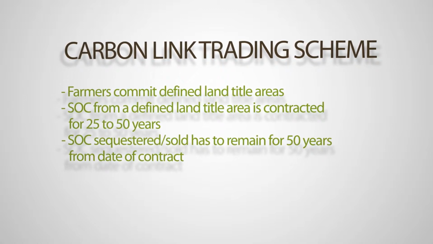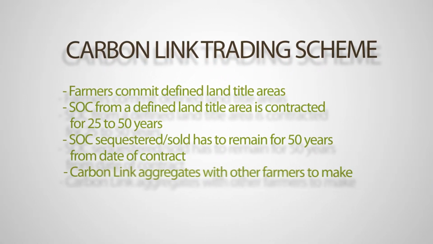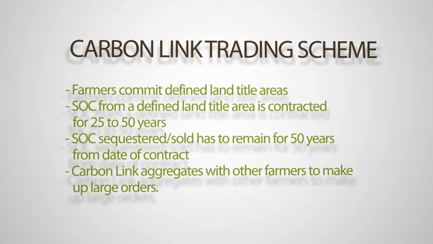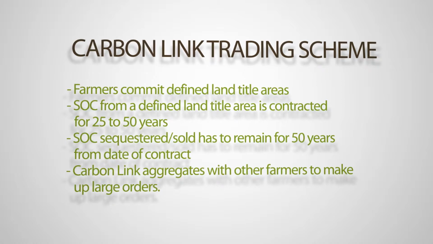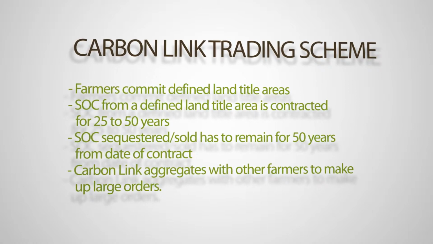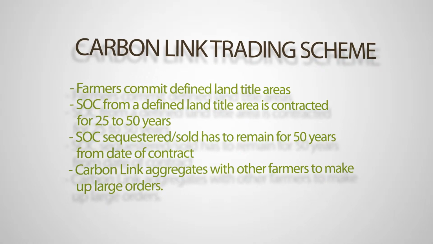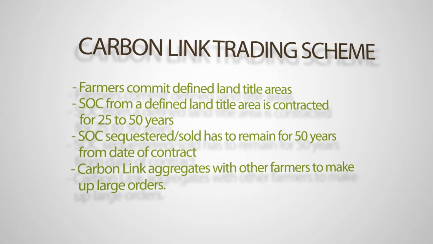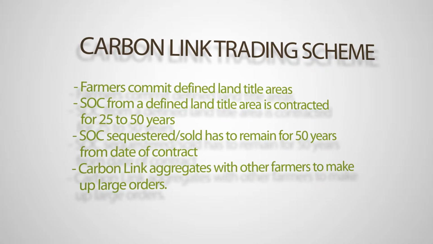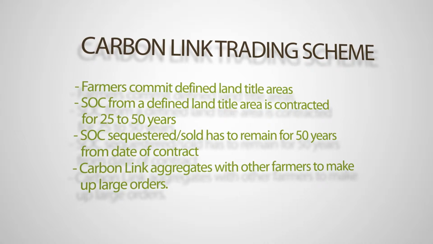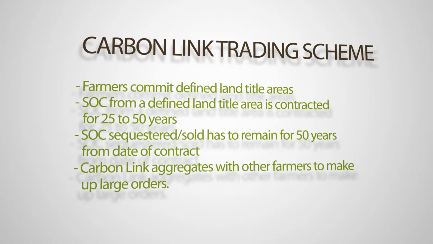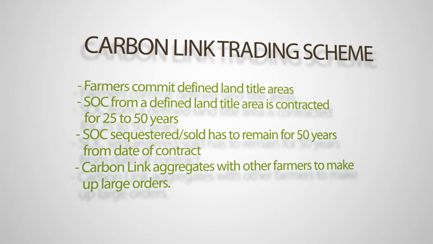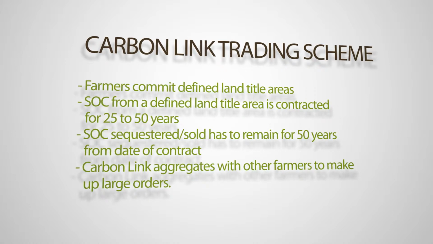What CarbonLink then does is aggregate your carbon credits with those of other farmers to make up large orders. The large emitters, for example, don't want to go around and buy 5,000 tonnes here and 6,000 tonnes somewhere else and 10,000 tonnes from somebody else down the road. They want to come to an organisation that can put together 500,000 or 1 million tonnes of carbon credits in one go. And that is also the role that CarbonLink plays as an aggregator, to assist you to get the best price for your carbon.